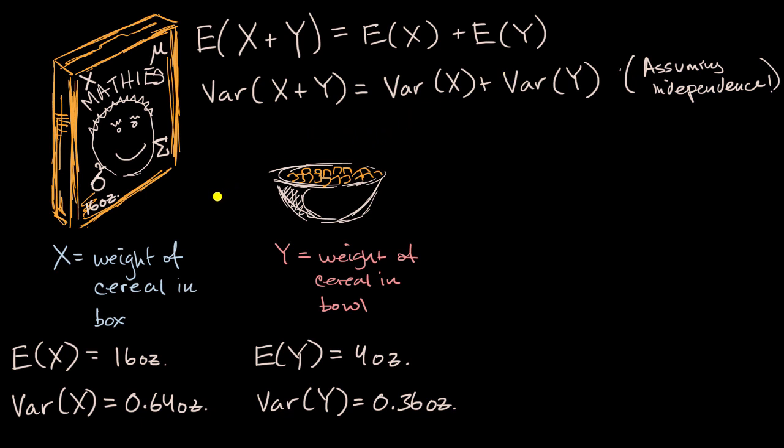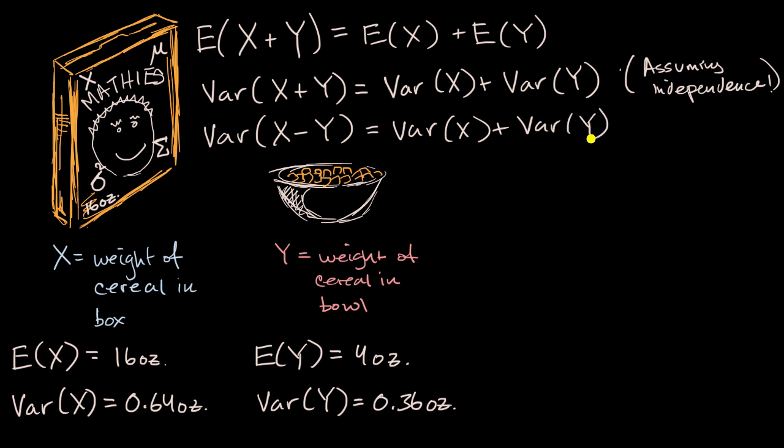Now I'll ask maybe an even more interesting question. What if you had a random variable that was the difference between the two? What would this be? Well, with expected value, we just took the difference of the expected values. But it turns out that with variance, you will still sum the variances. And one way to think about it is, you have some uncertainty here, you have some uncertainty here.